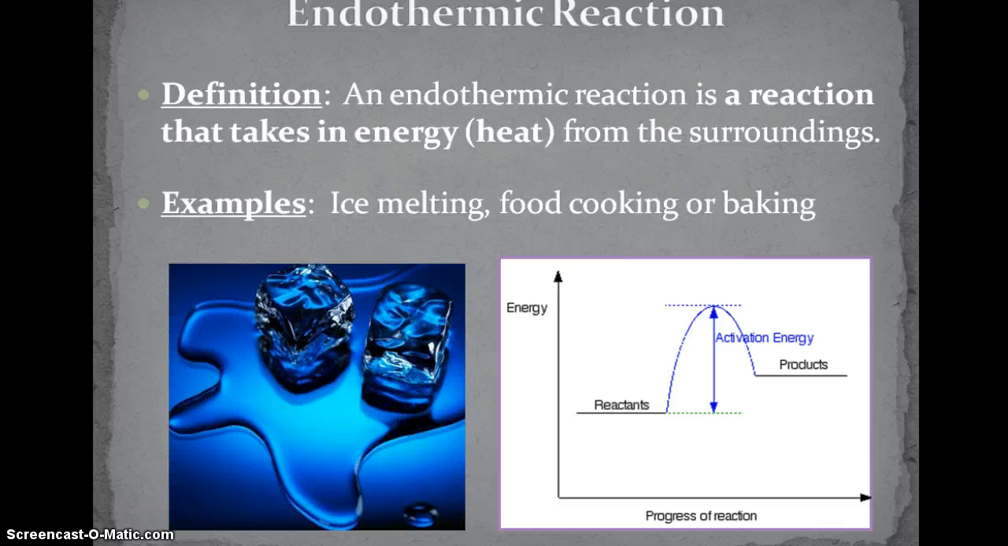Endothermic reaction. An endothermic reaction is a reaction that takes in energy or heat from the surroundings. Some examples are ice melting, food cooking or baking. In this picture we just have ice melting, so the heat's going in order to melt that ice. And then over here we have an energy diagram of an endothermic reaction, just like the ones we saw in the previous two slides. So this one requires a ton of activation energy. That's in the form of heat. So endothermic reactions do not occur unless the heat, which is the activation energy, is present.